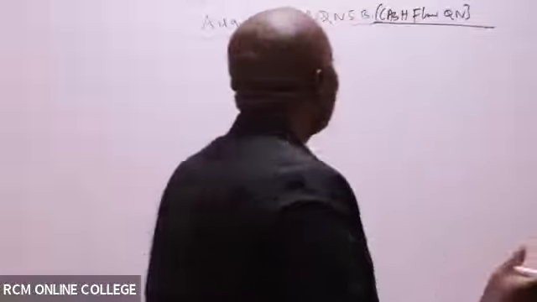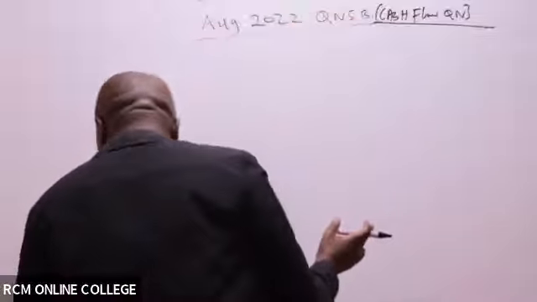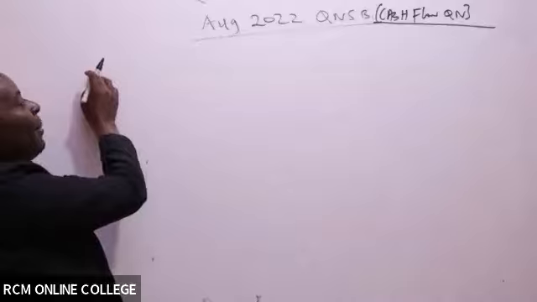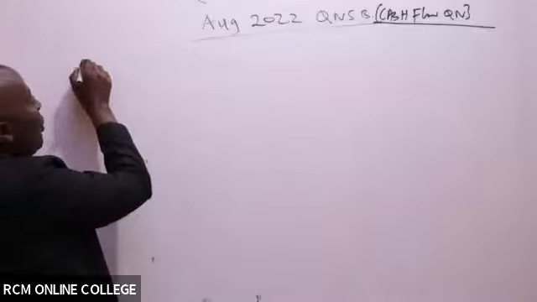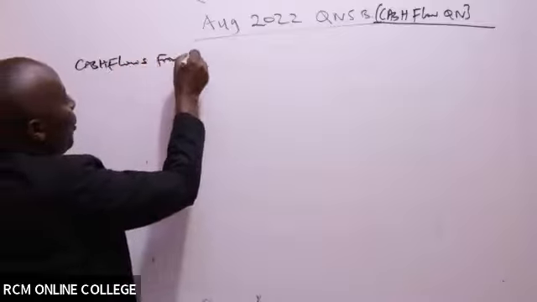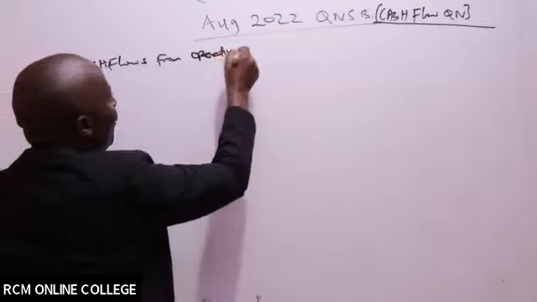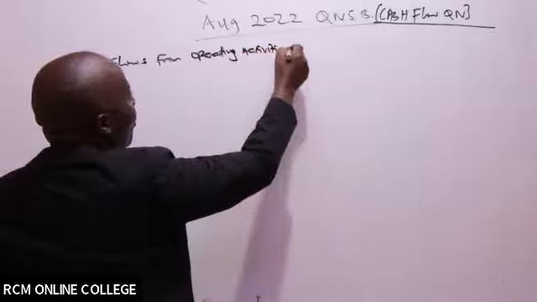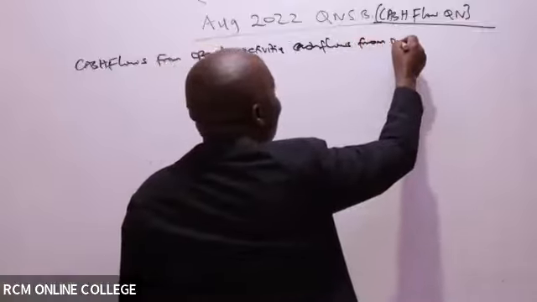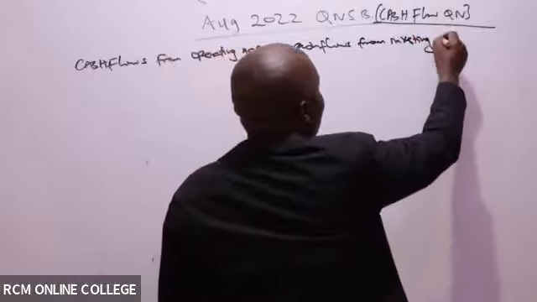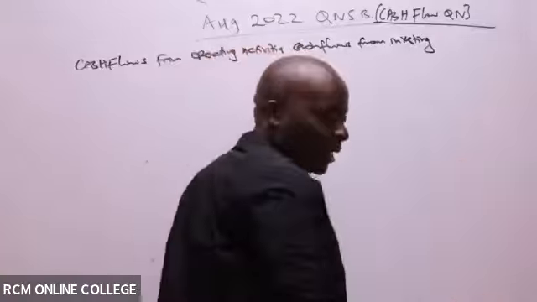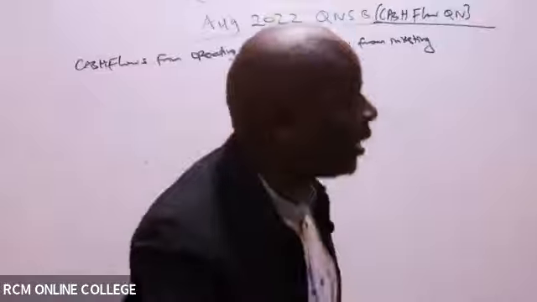So if it's the indirect method, first of all I'll write down my pro forma statement. We have cash flows from operating activities, cash flows from investing activities, and then cash flows from financing activities.